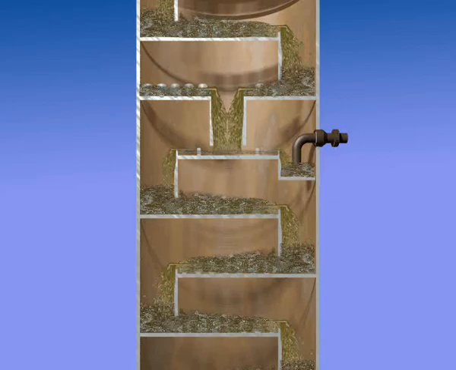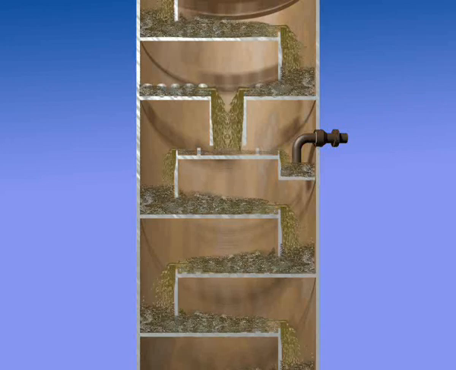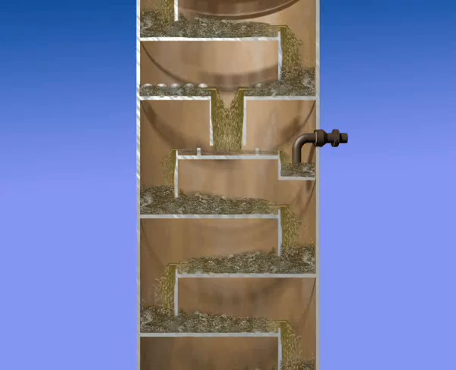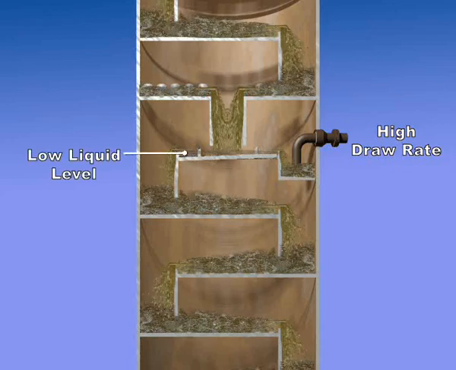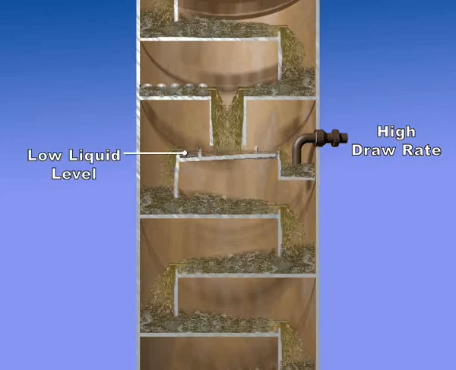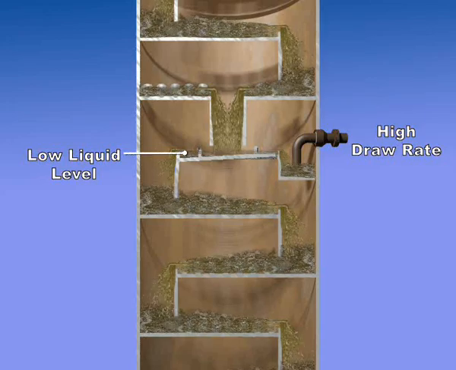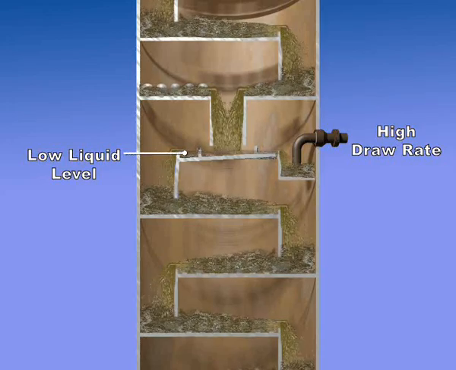Here we see the liquid being drawn, for example, to be used for intermediate reflux or for further separation in a stripper column. If the draw rate is too high, the liquid level can be lost. The resulting damage to the tray will result in less efficient operation even after the draw rate has been adjusted to the proper set point.